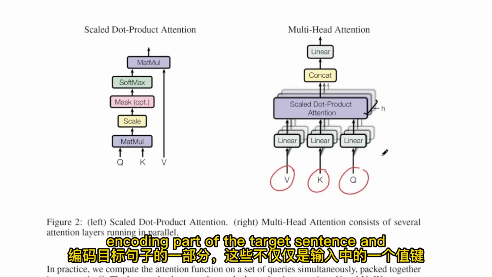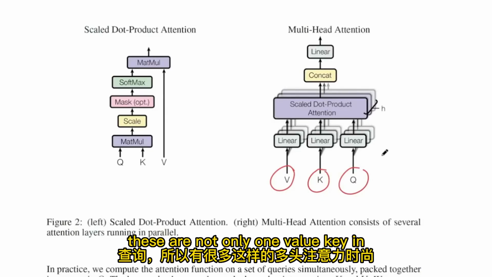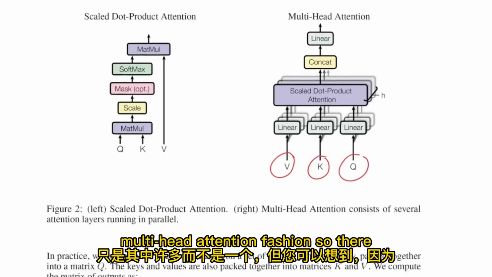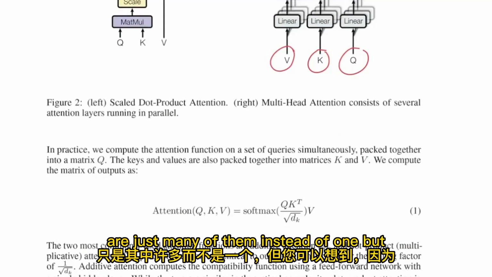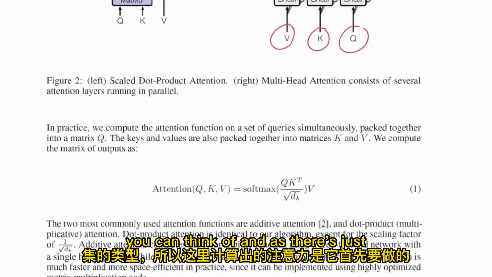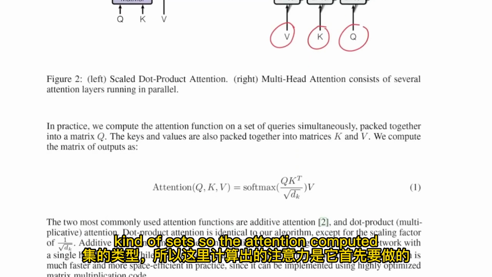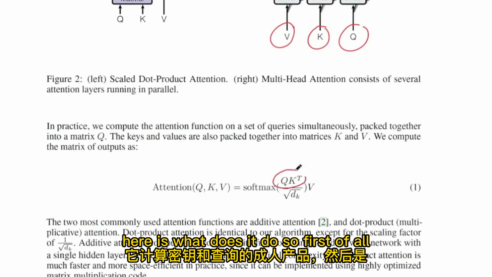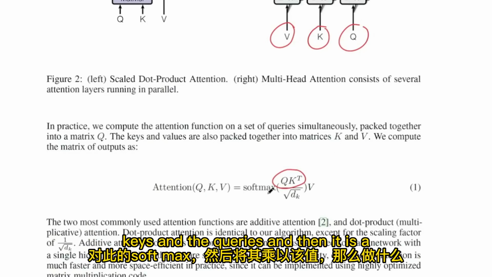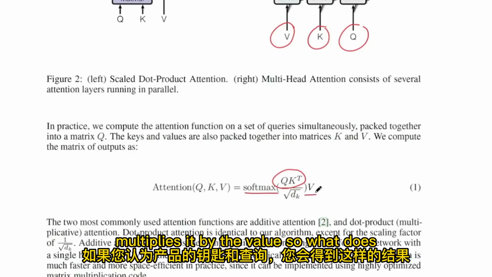And these are not only one value, key, and query, so there are many in this multi-head attention fashion. So there are just many of them instead of one, but you can think of them as just sets. So the attention computed here is, what does it do? So first of all, it calculates a dot product of the keys and the queries, and then it does a softmax over this, and then it multiplies it by the values. So what does this do?